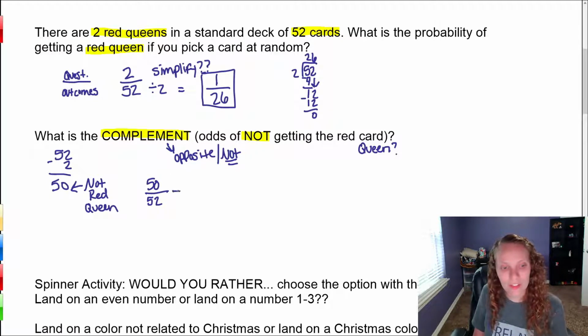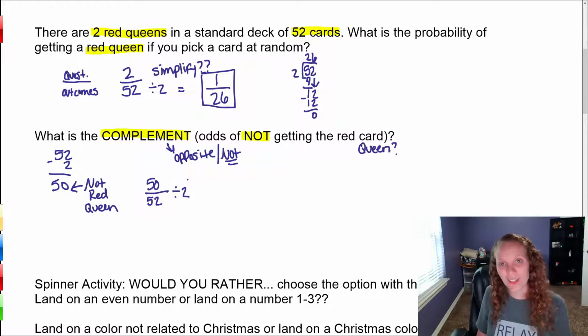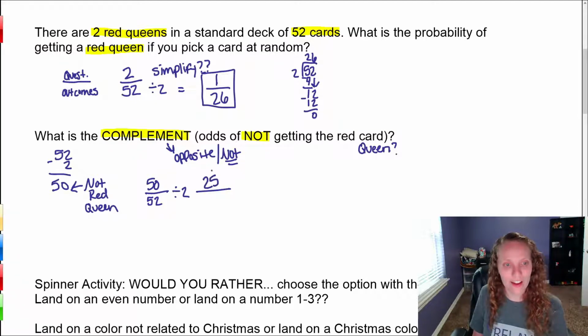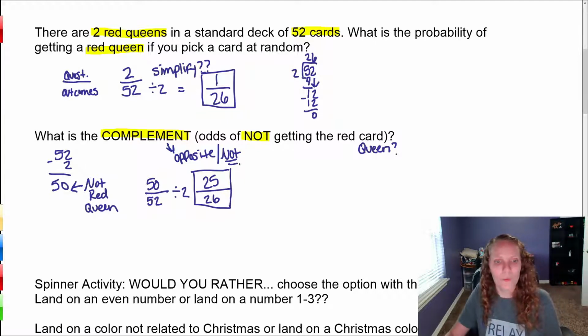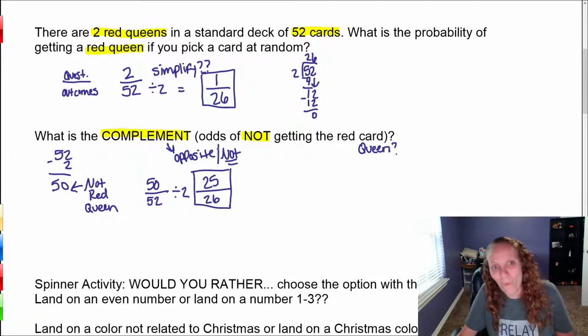Both of these are even, so let's divide by 2. I know they're even because of this 2 here, and if a number ends with 0, it's even. So 50 divided by 2 is 25. And then we already did 52 divided by 2, which was 26. So the odds of not getting a red queen is 25 out of 26. Our answer of getting a red queen is 1 out of 26. I want to show you this trick also. 1 plus 25 is 26. So if you add those up, they end up adding up to a whole.